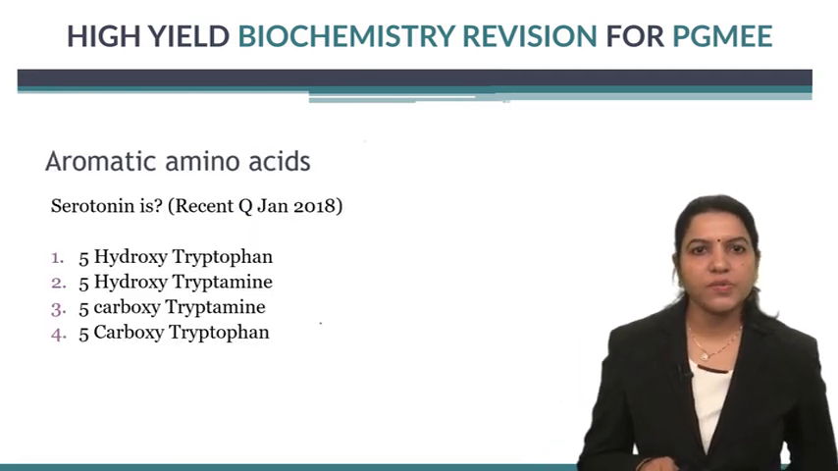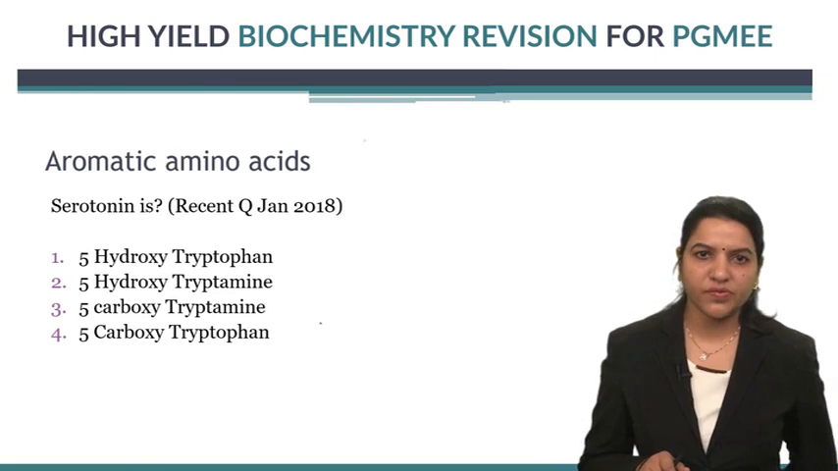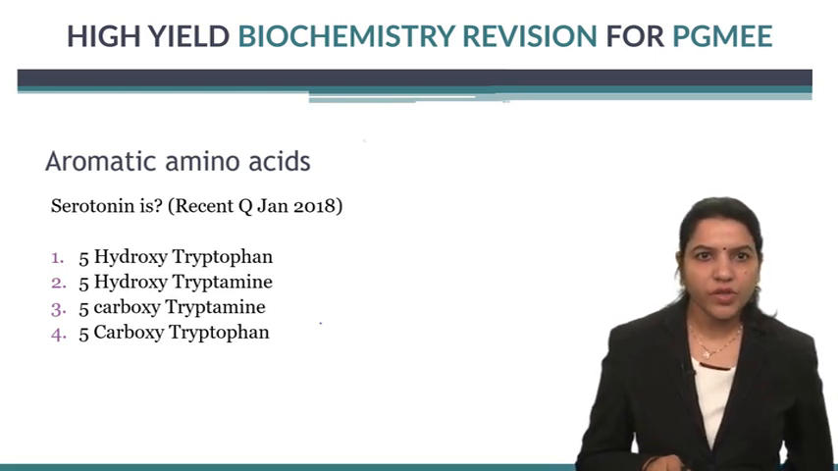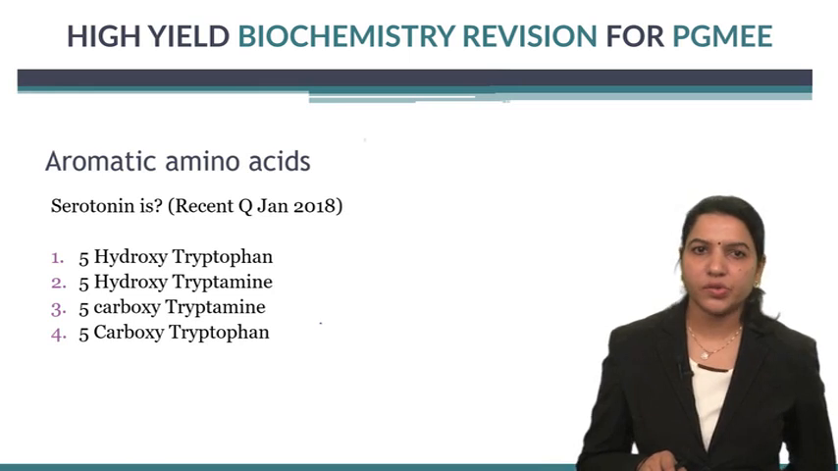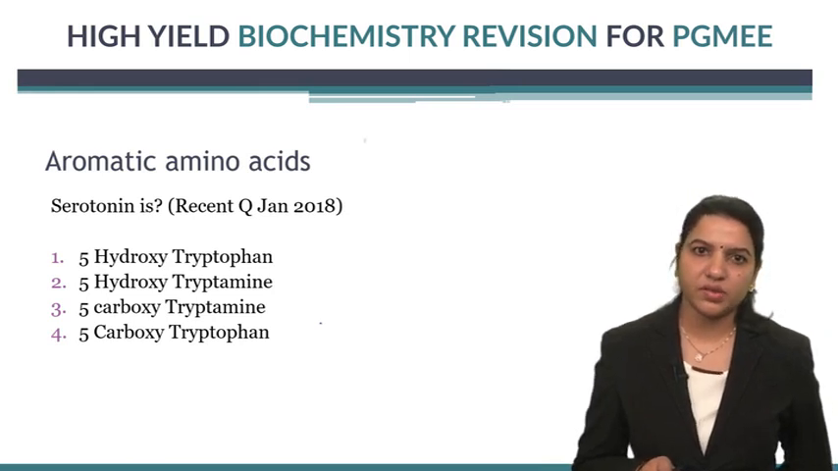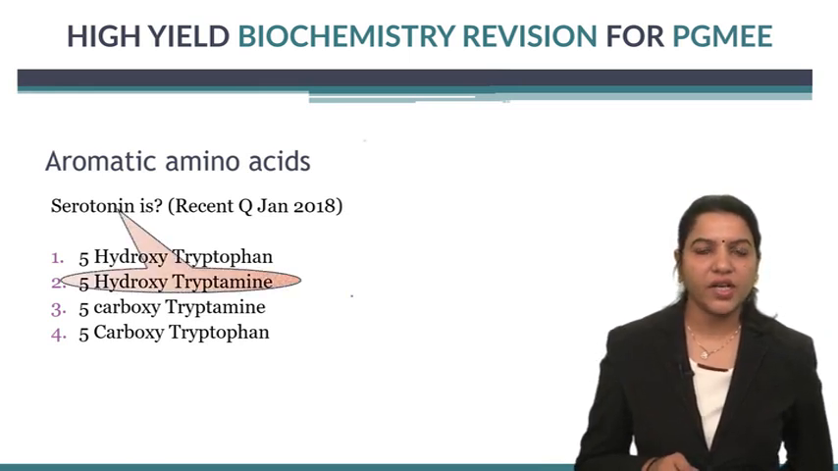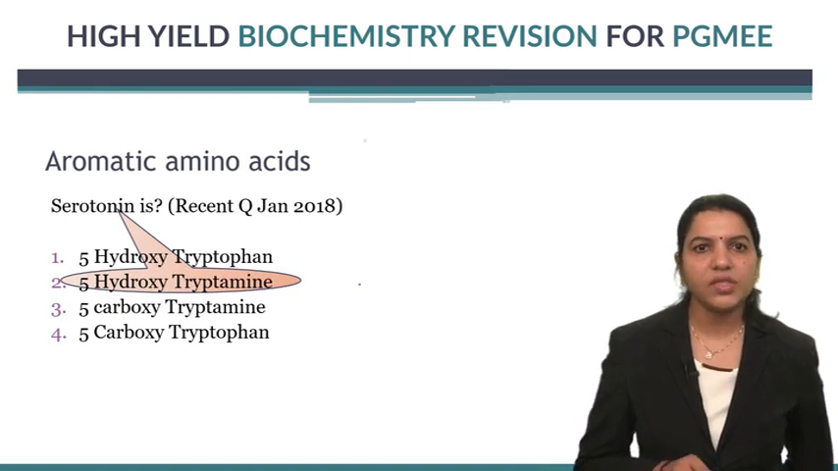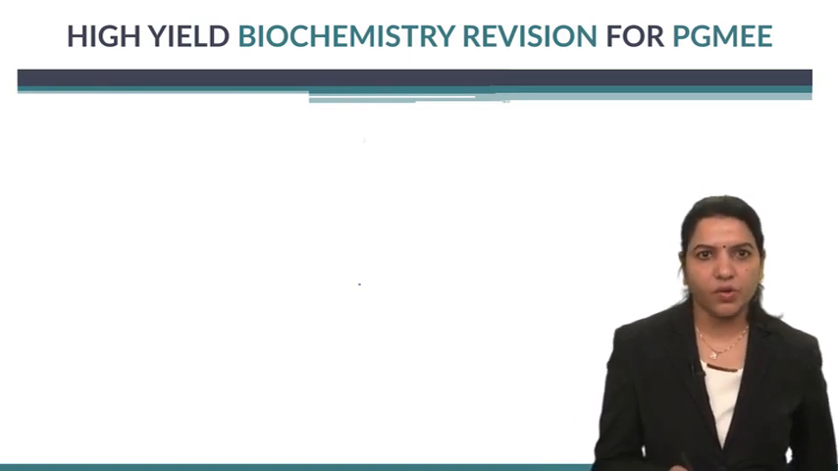Serotonin is... the options are 5-hydroxytryptophan, 5-hydroxytryptamine, 5-carboxytryptamine and 5-carboxytryptophan. So we should know the chemical name of serotonin, then only we can answer this question. And the answer is 5-hydroxytryptamine. So we'll see how this serotonin is formed.